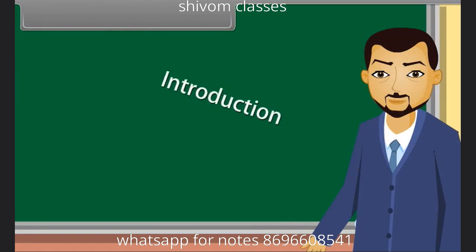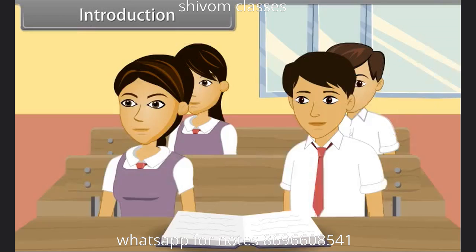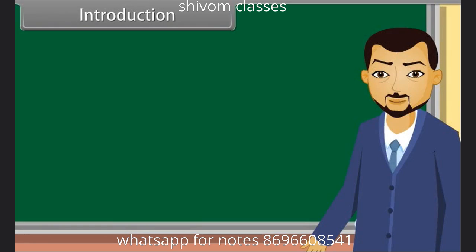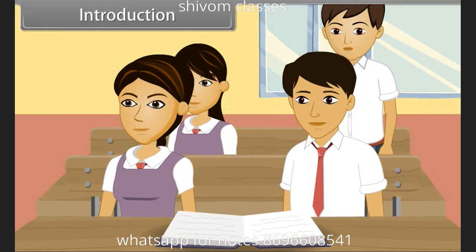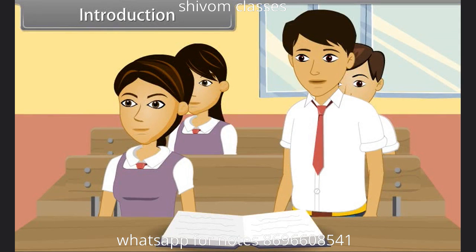Introduction. Today, we will study the classification of elements. Okay, teacher, but how do we classify the elements? We will classify the elements with the help of periodic table. Teacher, what is periodic table? Periodic table is the arrangement of elements in such a way that similar elements fall in a group, whereas dissimilar elements are separated. So, teacher, we will classify the elements on the basis of their properties? Well said. Thank you, teacher.